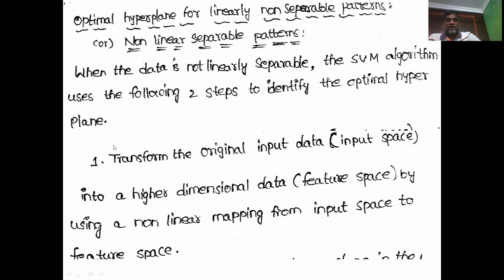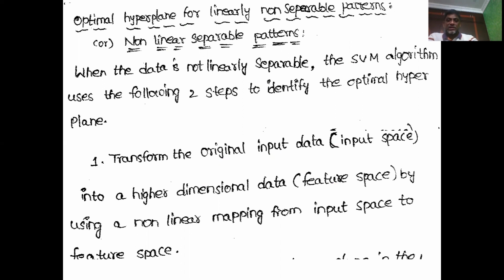Now let us understand the steps used in nonlinear SVM to identify the optimal hyperplane. The ultimate goal of SVM, whether it is a linear SVM or a nonlinear SVM, is the same. Our goal is to identify the optimal hyperplane for the given set of input patterns. The goal remains the same, but the process varies between linear SVM and nonlinear SVM.